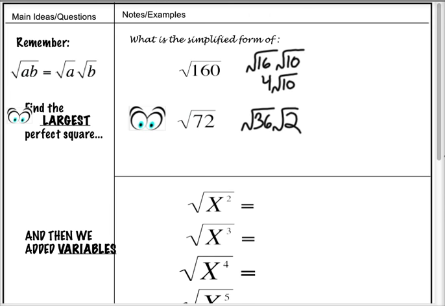So again, make sure you don't just stop at the first number that you come to. You really have to make sure that you are encompassing the largest square root. And so that would be 6 square roots of 2.